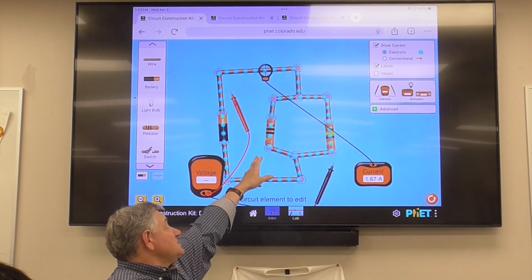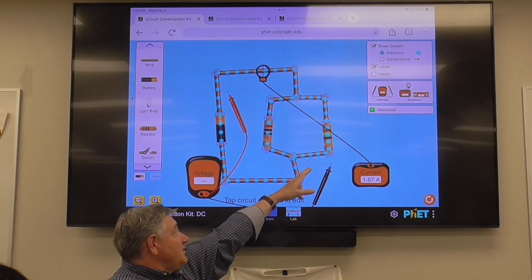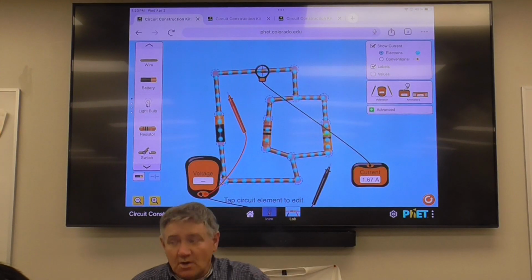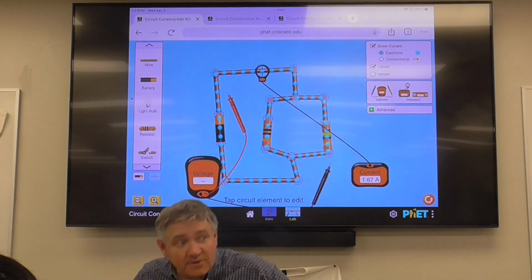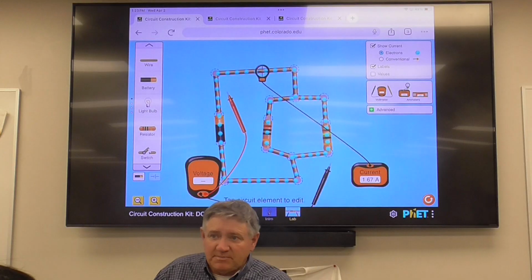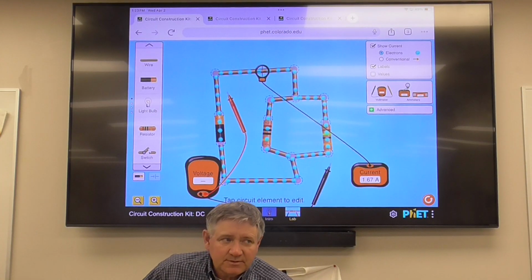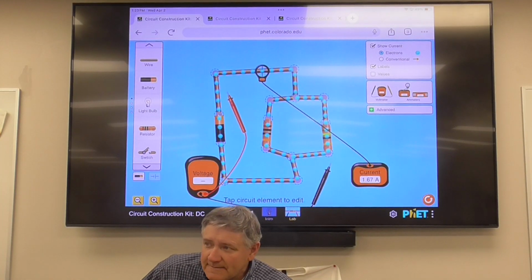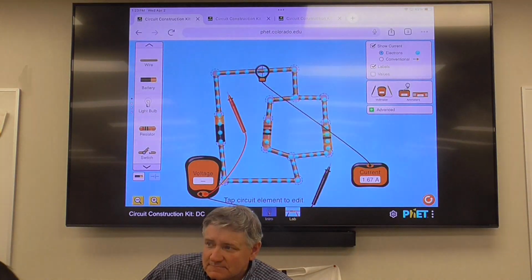Now, here's the question. I got the 10 ohm resistor on the left, I got the 15 ohm resistor on the right. Which one's going to have more current, the left, the right, or is it still going to be split evenly between the two? It's going to be the left side. Why? It has less resistance, so it's going to have more.